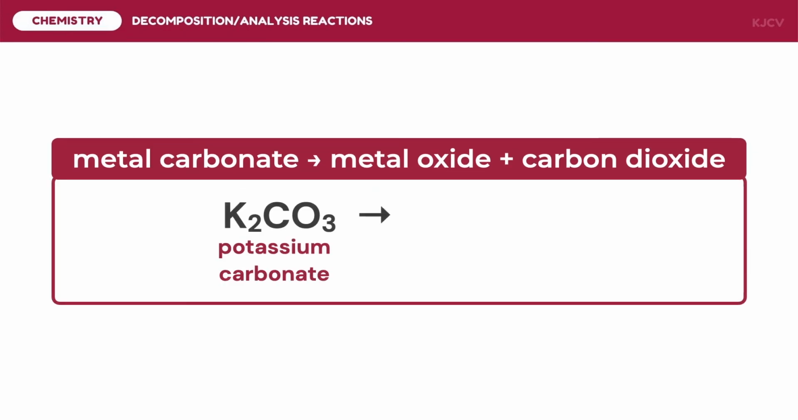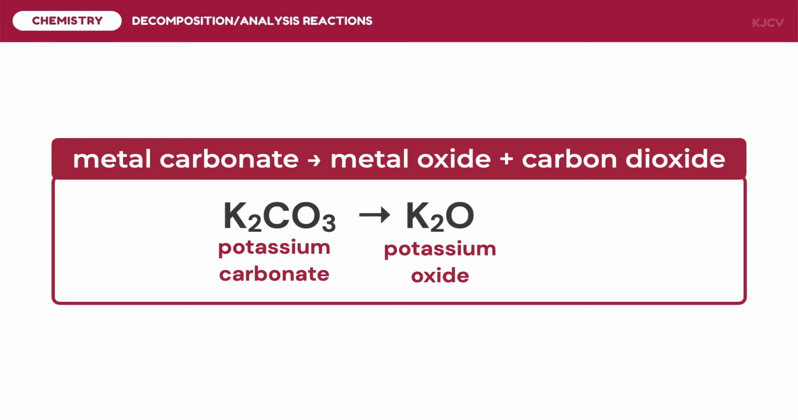For the first example, we have the decomposition of potassium carbonate. The first step in determining the metal oxide product is to identify the metal and its charge. Since potassium is the metal in potassium carbonate, it is also the metal in the oxide. Potassium has a charge of +1, and oxygen, as an anion, has a charge of -2. Thus, our metal oxide product is potassium oxide or K2O.